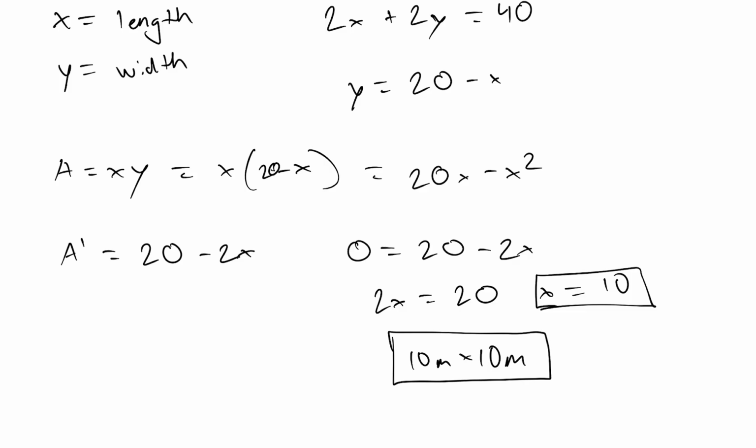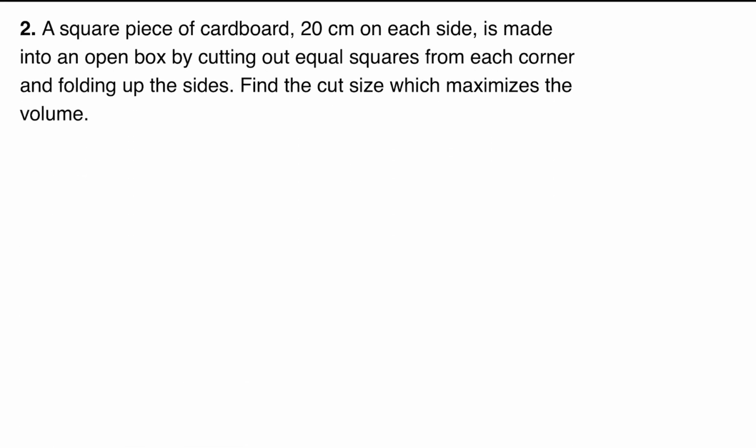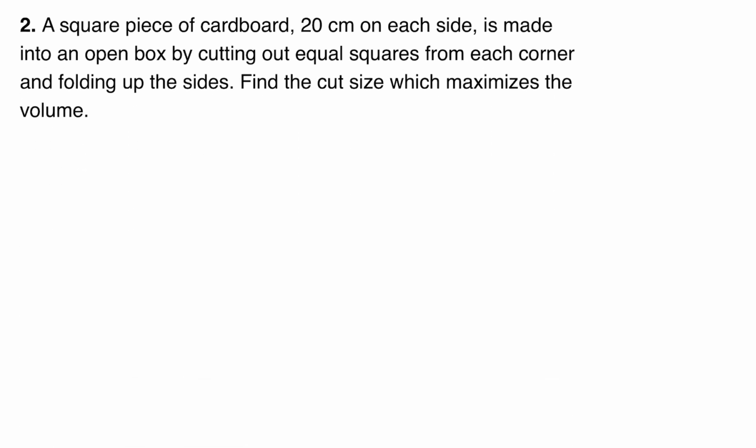Let's try another problem. So let's say you had a square piece of cardboard, 20 centimeters on each side, and it is made into an open box by cutting out equal squares from each corner and folding up the sides. Find the cut size which maximizes the volume. So here, we're going to let the cut size be equal to x.